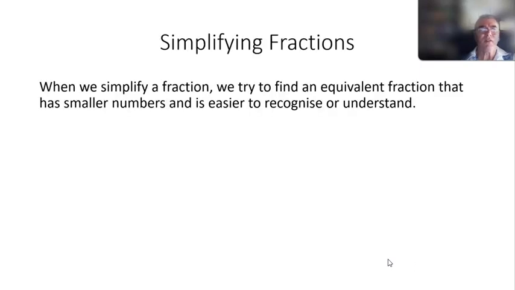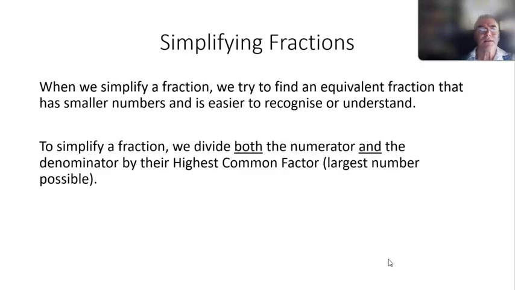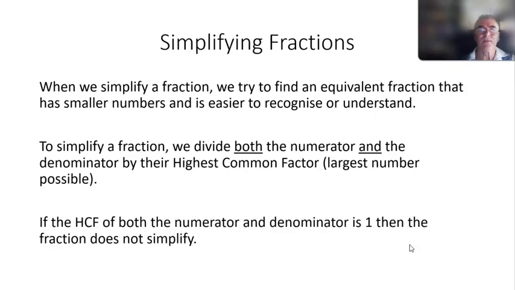When we simplify a fraction, we try to find an equivalent fraction that has smaller numbers and is easier to recognize or understand. To simplify a fraction, we divide both the numerator and the denominator by the highest common factor, the largest number possible. That makes the numerator and denominator as small as possible and easier to recognize. If the highest common factor of both the numerator and denominator is 1, then the fraction does not simplify.